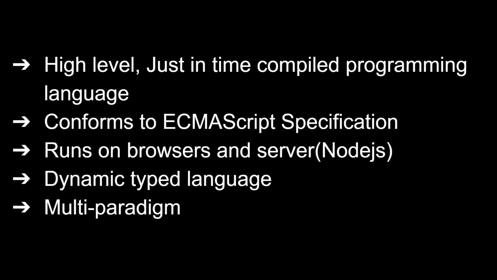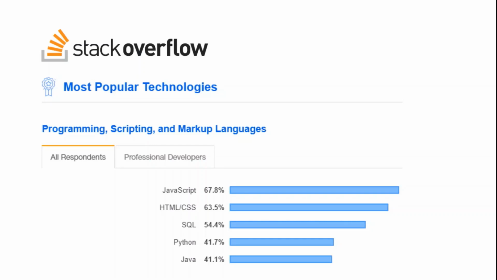Next, JavaScript is a dynamically typed language. That means when declaring variables, you don't need to specify the type like string or number, which we usually do in C, C++, Java, etc. You just declare a variable with a value, and during runtime, the engine will decide the type according to the value. JavaScript is also multi-paradigm. You can write your code in many different ways. You can write object-oriented code or functional code, unlike other languages where you need to write in a certain way. And that's why JavaScript is one of the most popular programming languages.